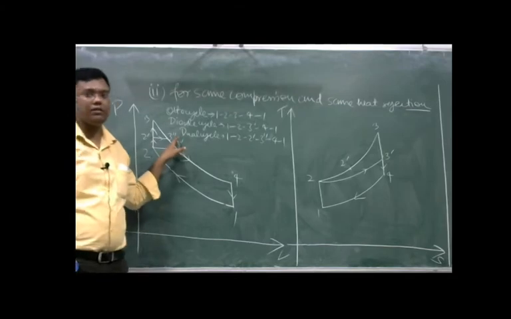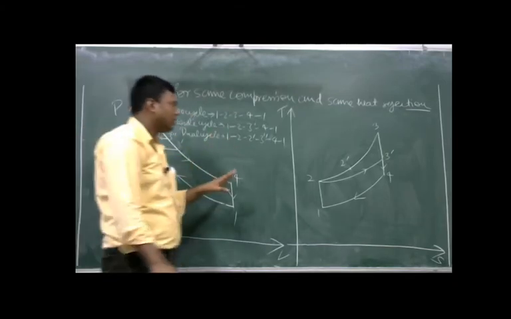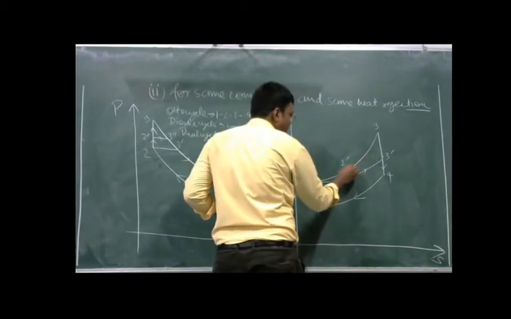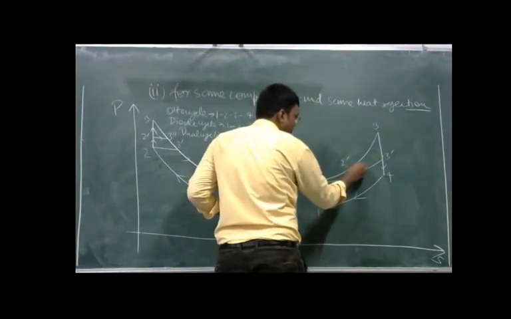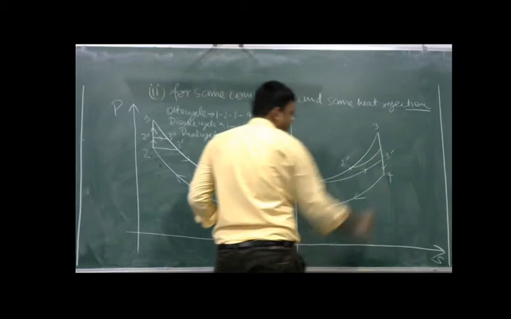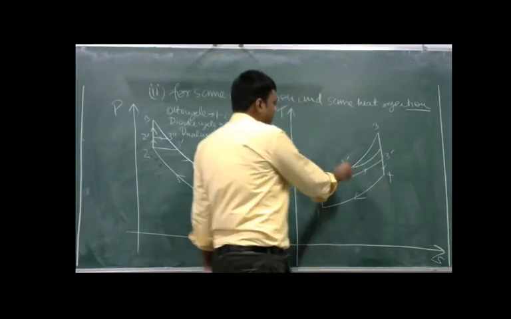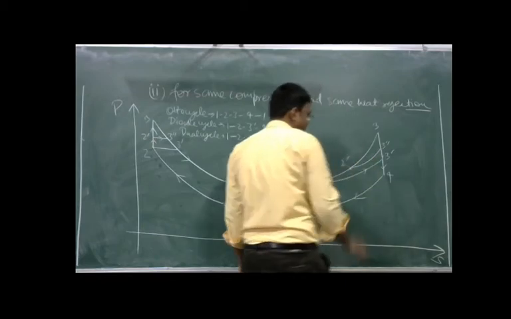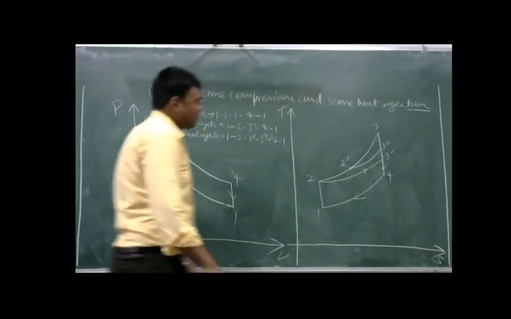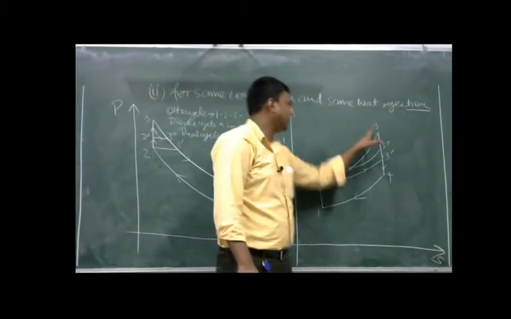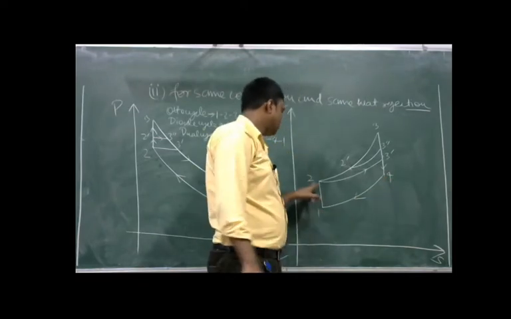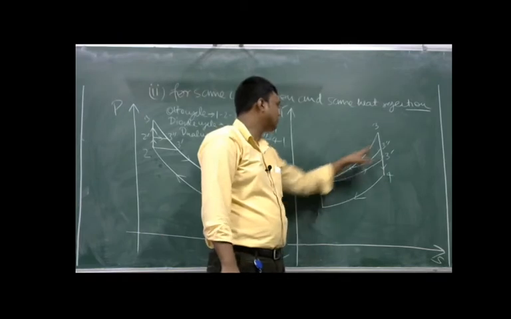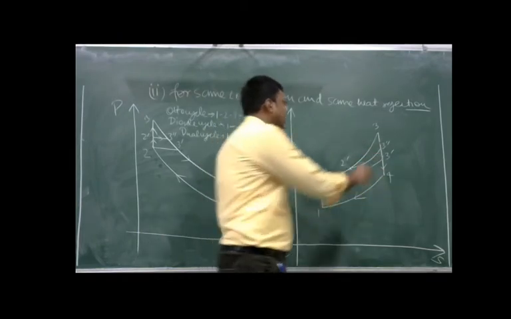So again the slope becomes less and the curve comes below this curve. Here the slope goes slightly down, so it will be 2 dash and 3 double dash. So 1 2 3 4 is the Otto cycle, 1 2 3 dash 4 is the diesel cycle, and 1 2 2 dash 3 double dash 4 is the dual cycle.